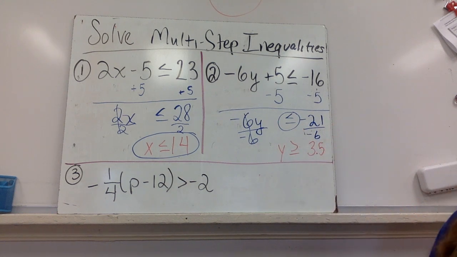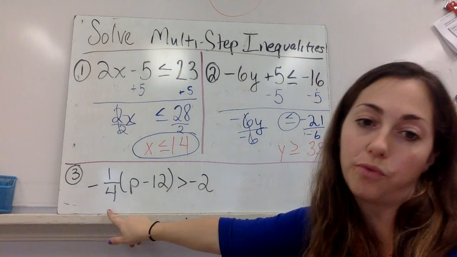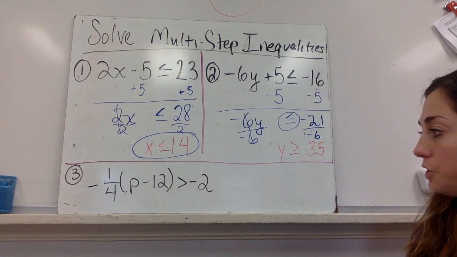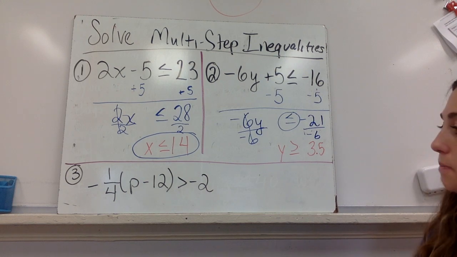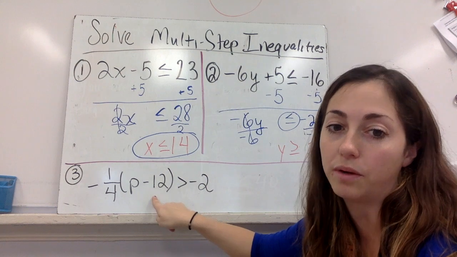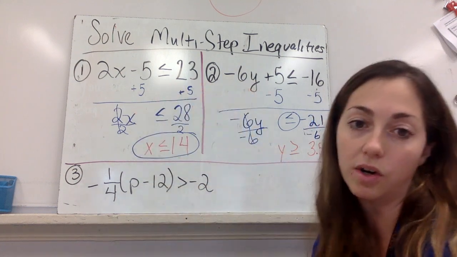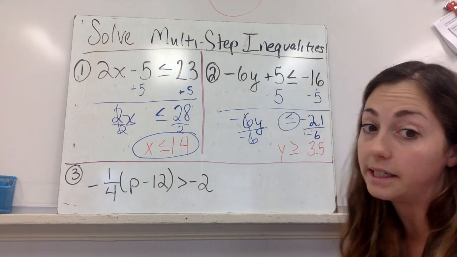All right, cool. So now we're taking it slightly harder here with number 3. We have negative 1/4 times the quantity p minus 12 is greater than negative 2. And there's two different approaches on how to solve this problem. The first way would be to distribute that negative 1/4 here and here, and then you would do similar steps to here. But there is an alternative approach that I'm going to show you that I did.